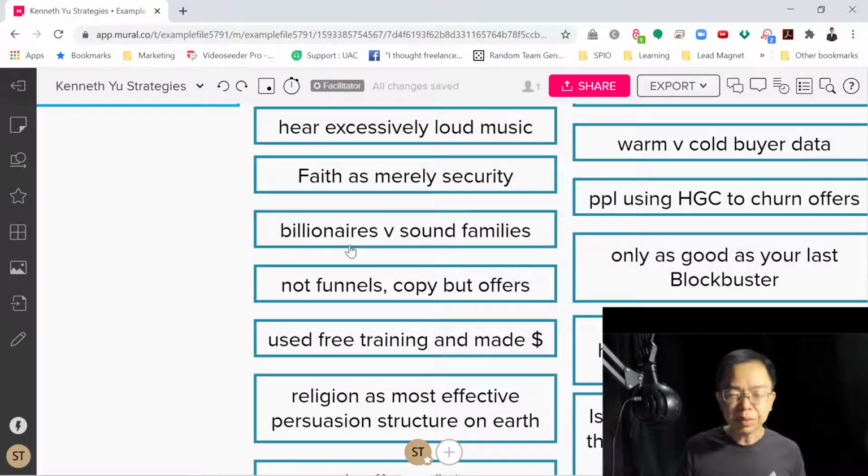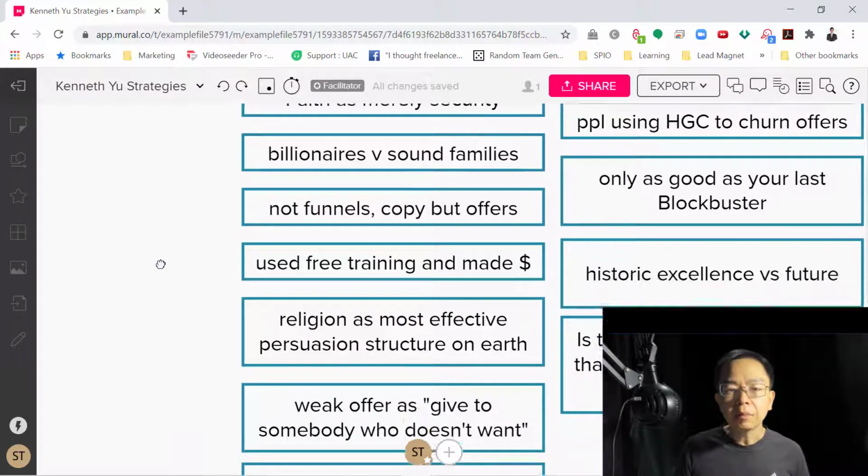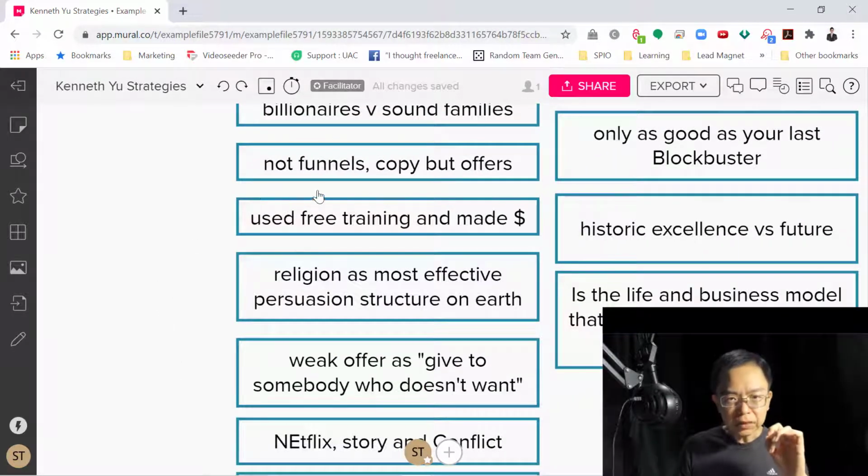A lot of people would say that if you're rich, it's very difficult for you to have a stable family. But he says, contrary to that, his circle is filled with people who have sound families who are billionaires. And I agree with that. Maybe it is a common misunderstanding that you have to sacrifice, right? And as a result, the expectation is broken. And he says this, if you get your offer right, then you don't have to rely on funnels and copy, which is both ironic and mystifying, because how do you do that?